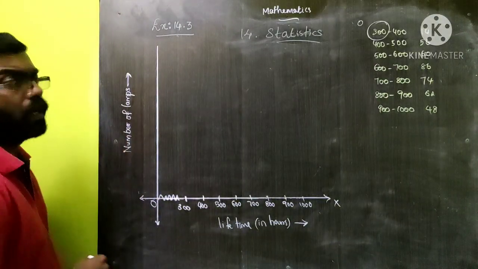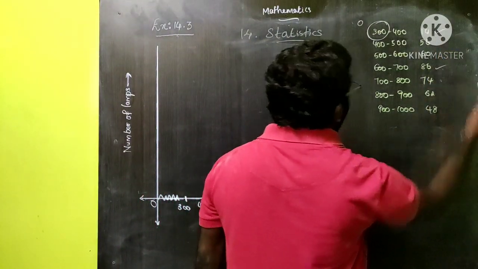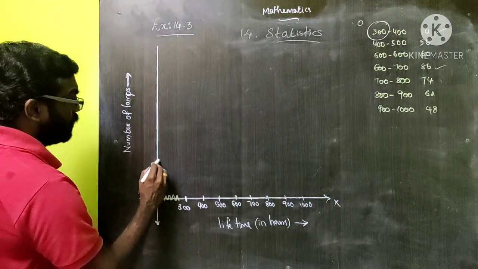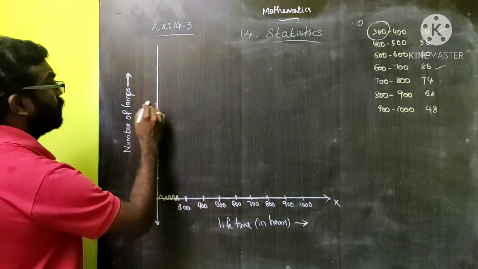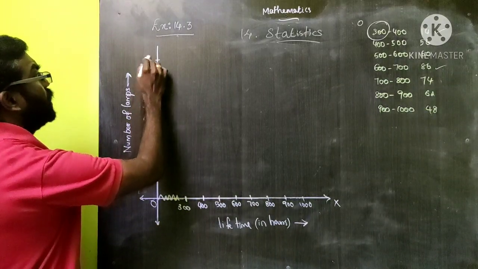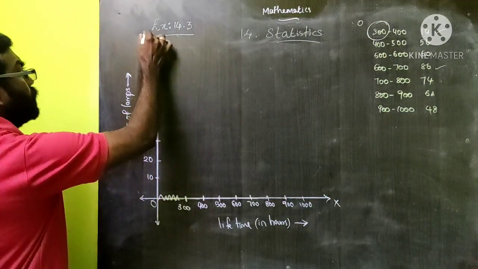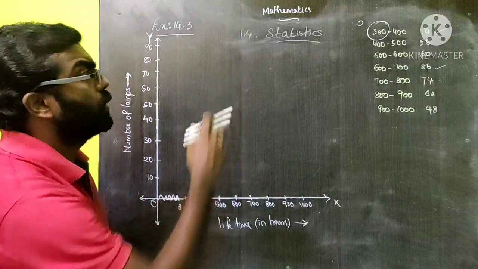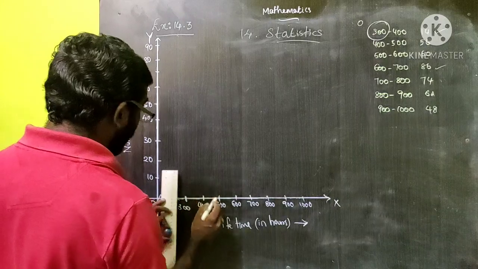And on the y-axis the number of lamps. Here the least number is 14 and the highest number is 86. So we can mark the numbers as 10, 20, 30, 40, 50, 60, 70, 80, 90 and so on. First interval is 300 to 400 and the corresponding value is 14. So we have to mark the height as 14.